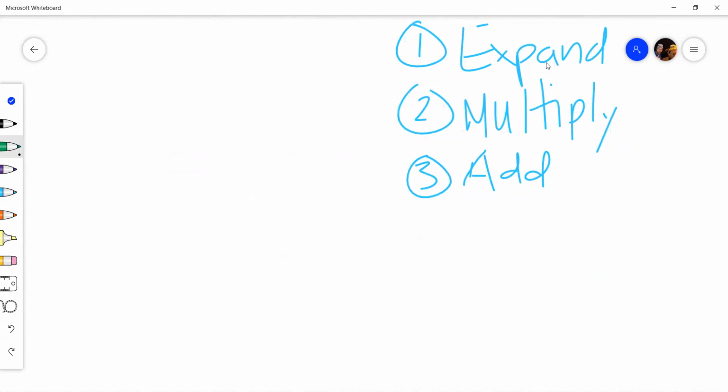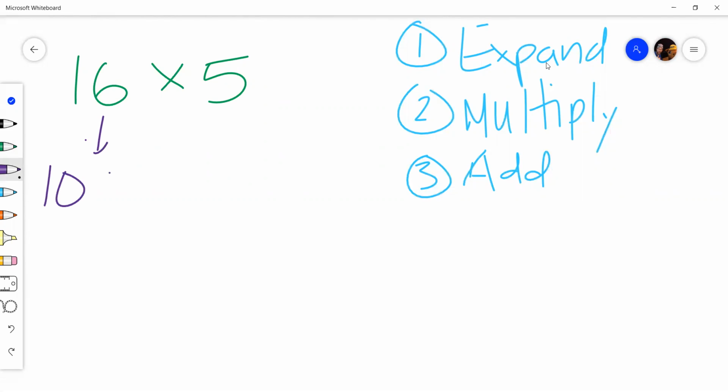Let's say this time, let's go 16 times 5. Okay, so step 1, expand, right? Which means I'm going to expand this into 10 plus 6. Because again, that's what that says, right? 10 plus 6 is the same thing as 16. But since it's broken up, we put parentheses. This is something you're actually going to see in middle school, so why not do it now?